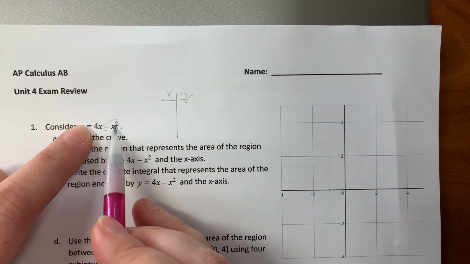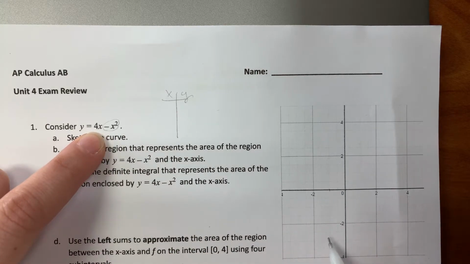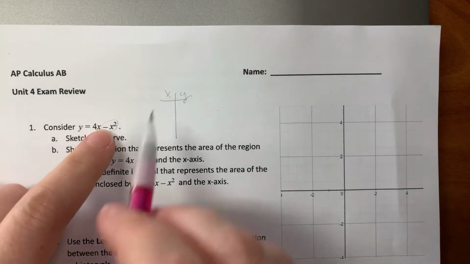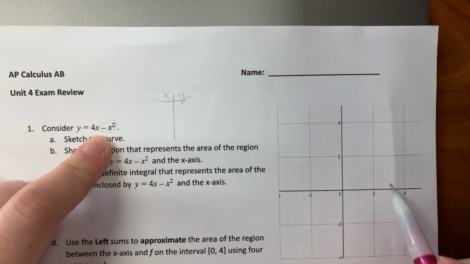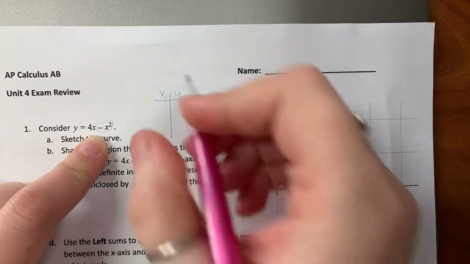Well, -4 minus 1 would be -5. So that's going to put me below the x-axis. So I'm not too concerned about that side. Instead, I'm worried about what's happening up here. And I know it's going to be shaped kind of like that, an upside down parabola. So let's plug in 0 and just see what happens.